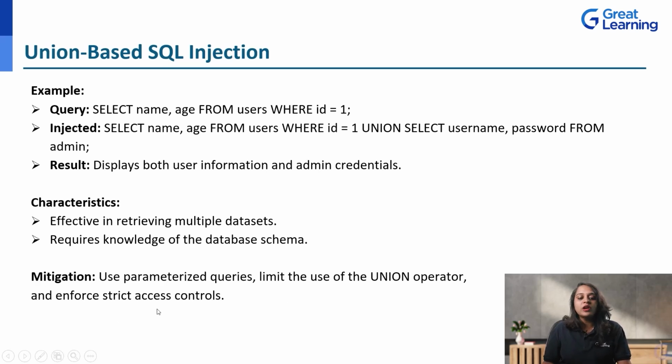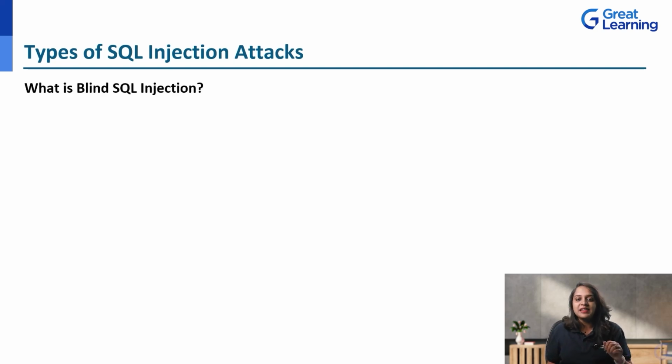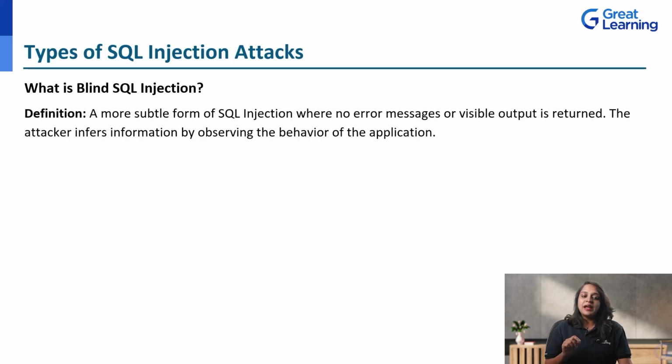And here we can also enforce some strict access controls. Next, after understanding what is in-band SQL injection, we will understand what is blind SQL injection. We already know the definition of this, but we will understand this in detail. So blind SQL injection is a more subtle form of SQL injection where no error messages or visible output is returned. The attacker infers information by observing the behavior of the application.